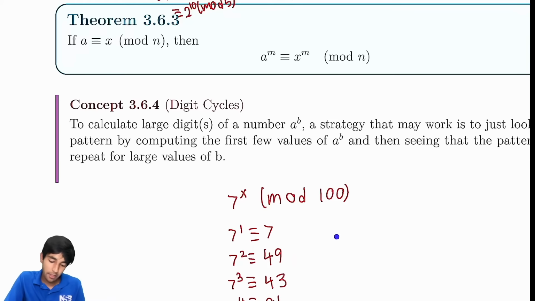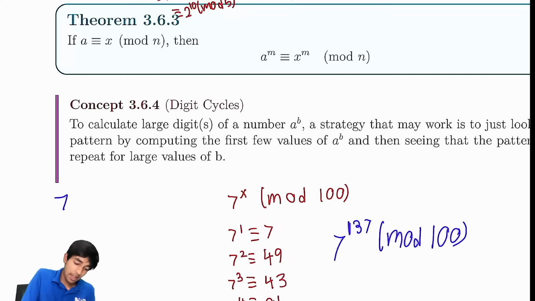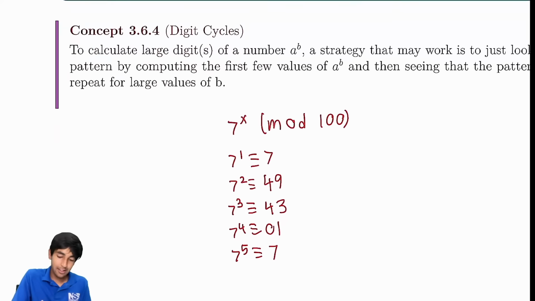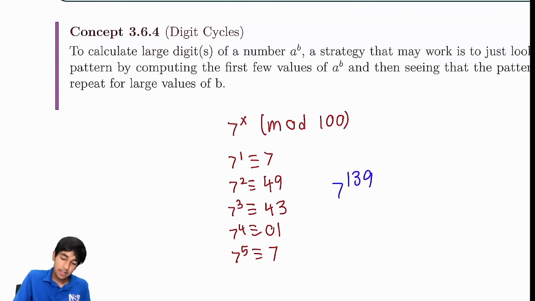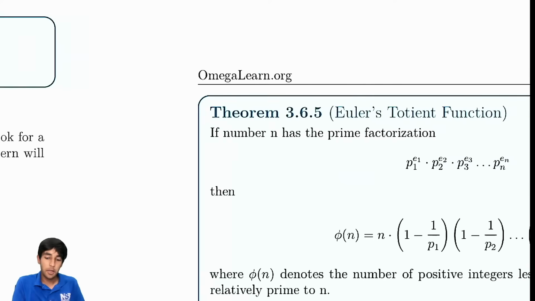So let's say we're trying to find the value of 7 to the 139 mod 100. The thing you don't want to do is say 7 times 7 is 49, and then just keep multiplying by 7 until you get to 139 powers. You can just use this handy cycle here. 7 to the 139 is the same as 7 to the 3 mod 100, which is just 43, because we cycled every 4. So we just subtract off multiples of 4 from our exponent.